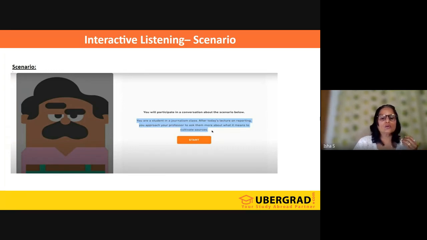So this is how the scenario looks. As I said, it has animated characters. Those look funny. This is just to relax you, not to put you in tension or to scare you, so you can answer it very easily.